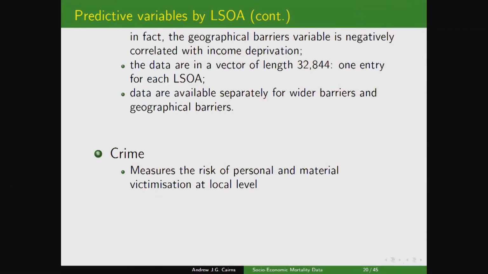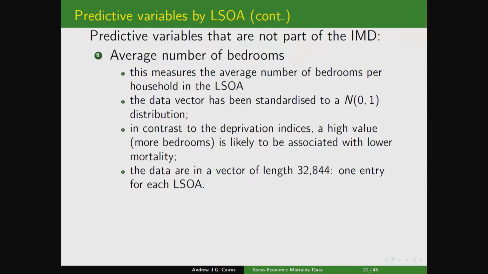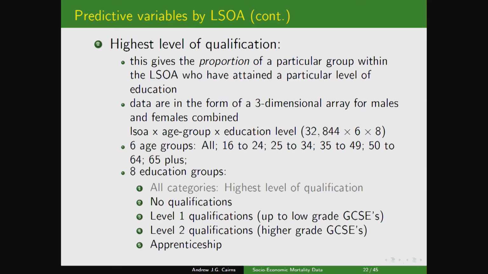Crime, measuring the risk of personal material victimization. And then we get on to other variables, so not the deprivation ones, but the average number of bedrooms, that's one. Highest level of qualification. So there's a version of education which is part of the indices of deprivation, but there's another data set which has a lot more detail.